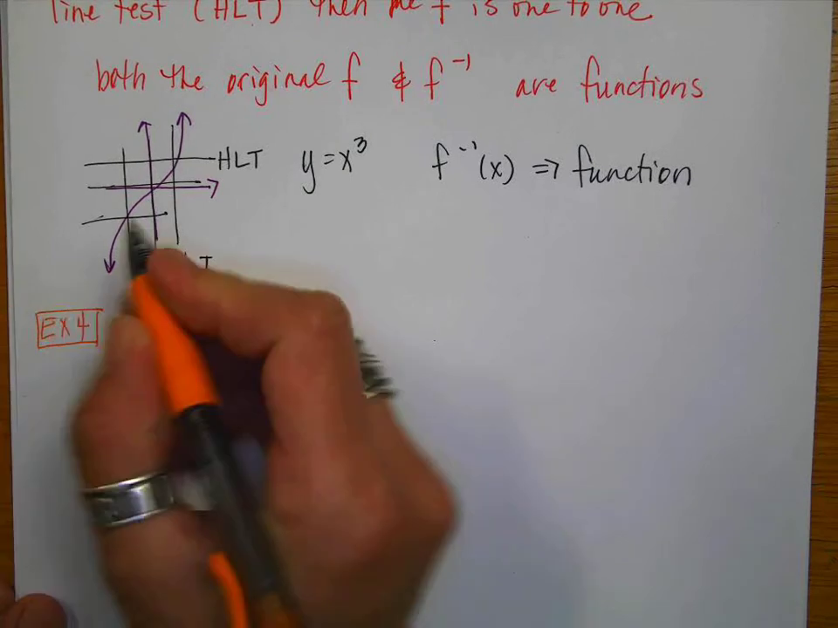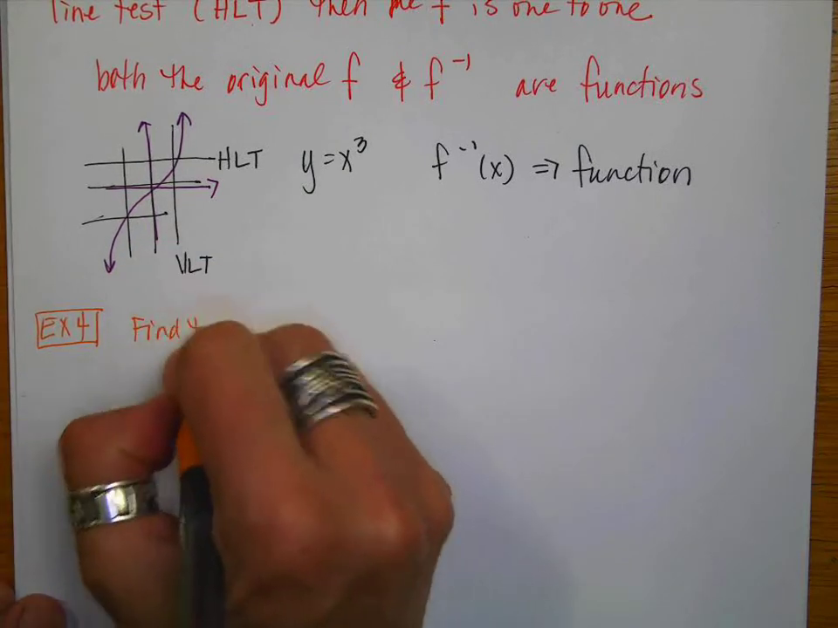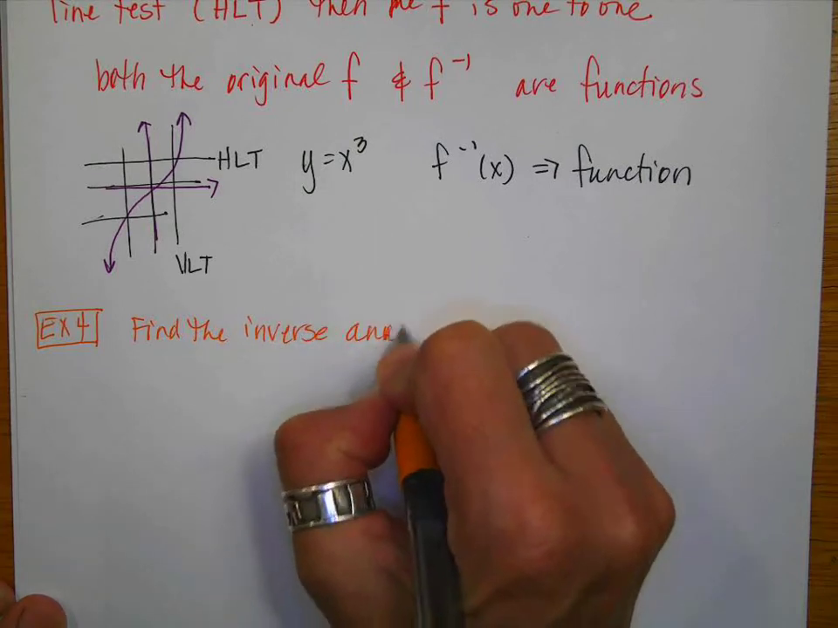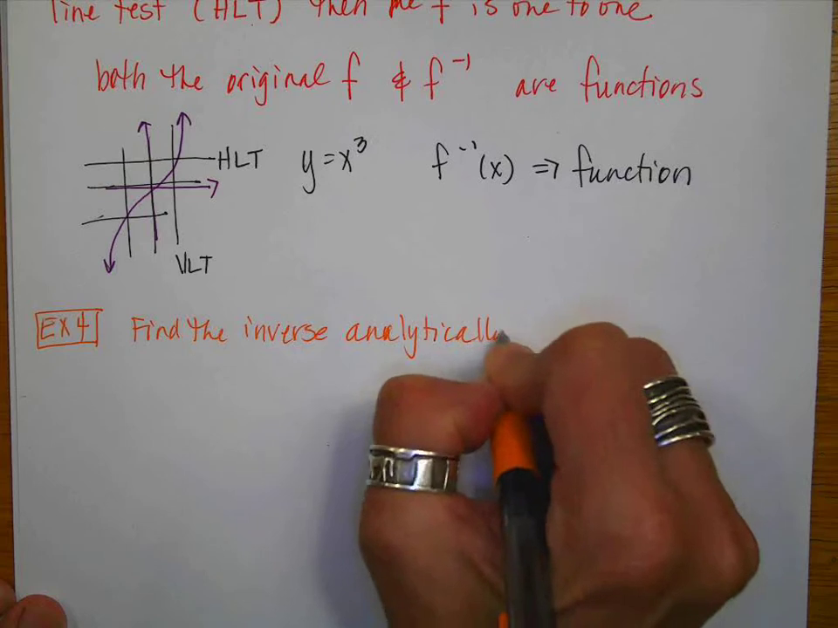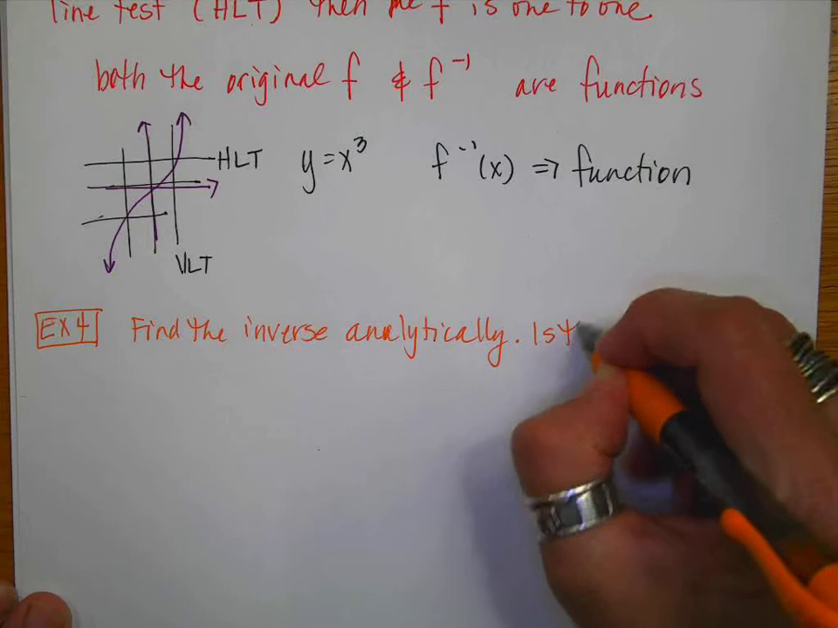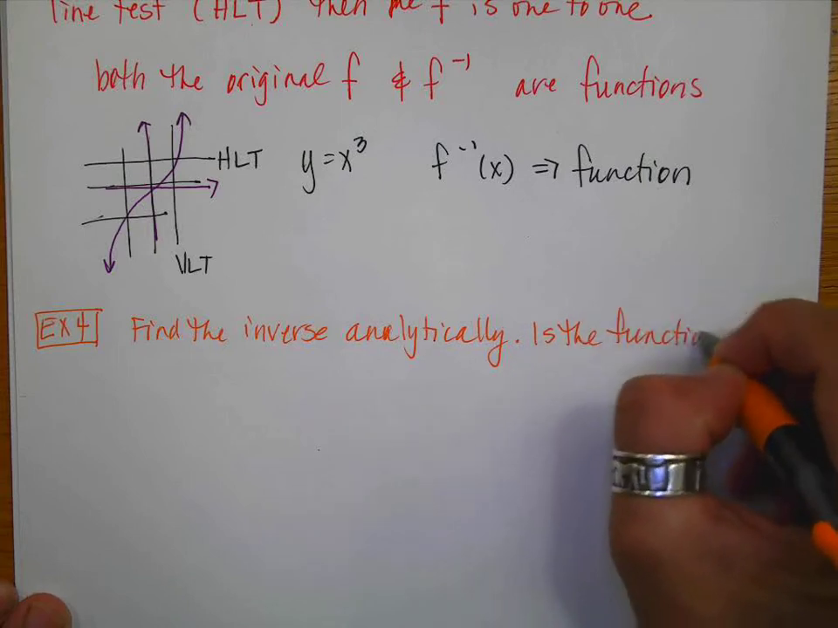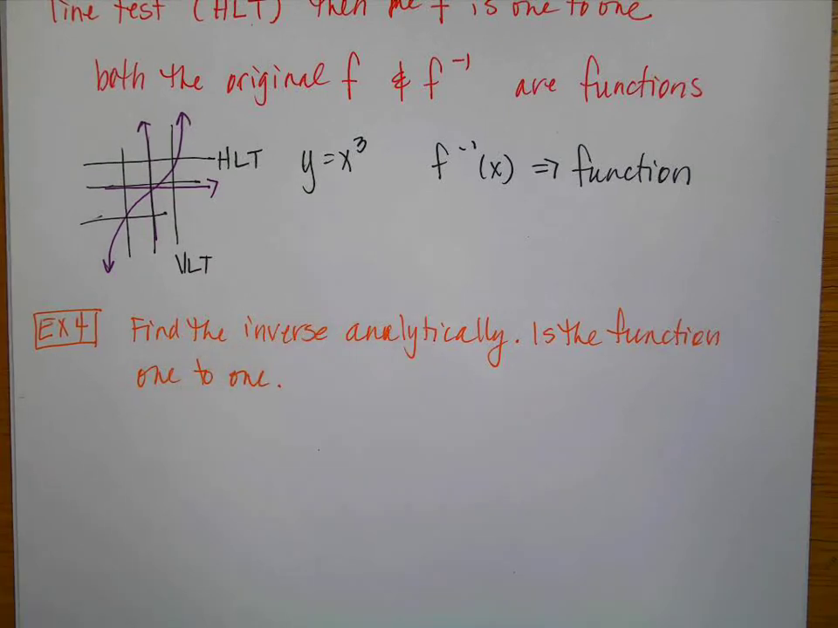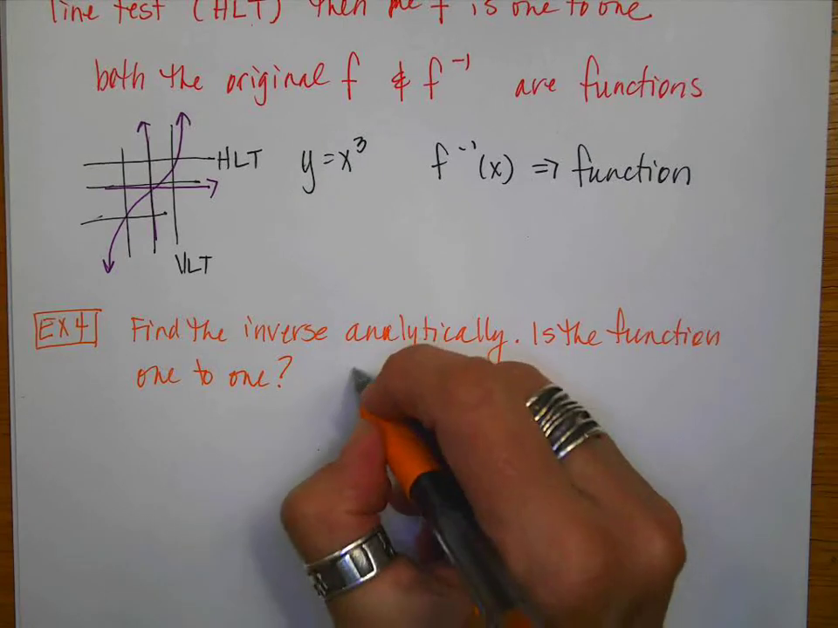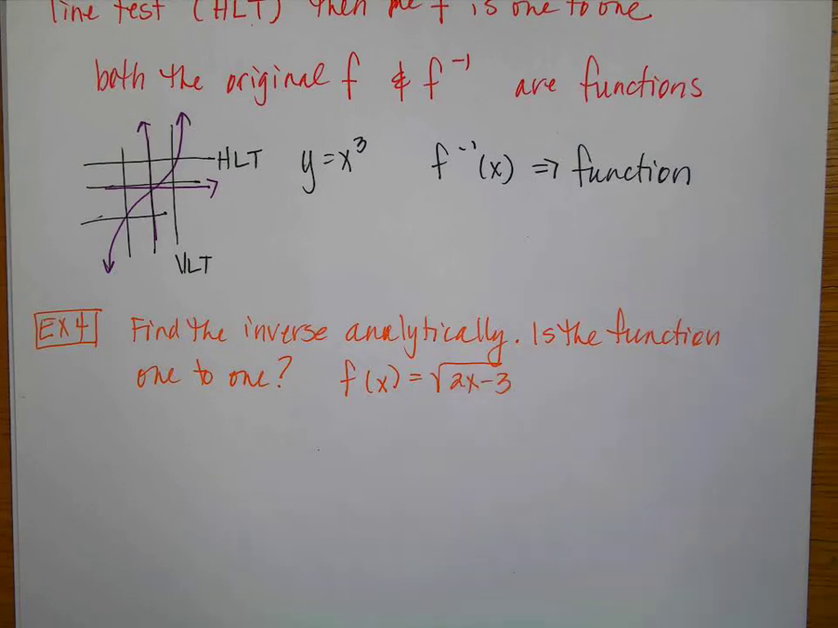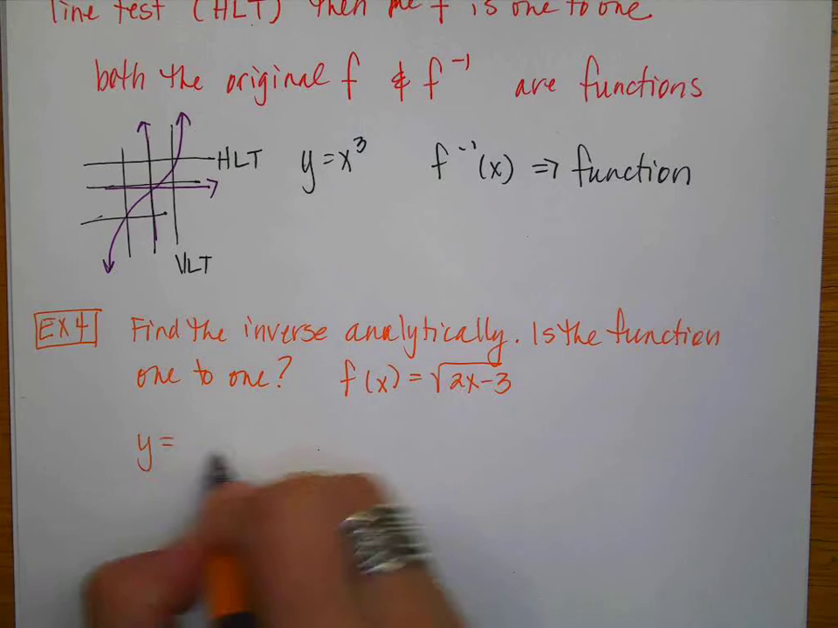So our last example, example 4, says find the inverse analytically. And we know that that means we're going to have to do some math. Yeah, math. And then I want to know is the function one-to-one. We will use the one-to-one property when we get to logarithms, but that's not for a little while. So our original function is going to be f of x is equal to the square root of 2x minus 3.